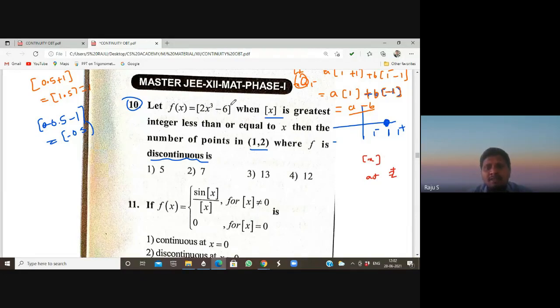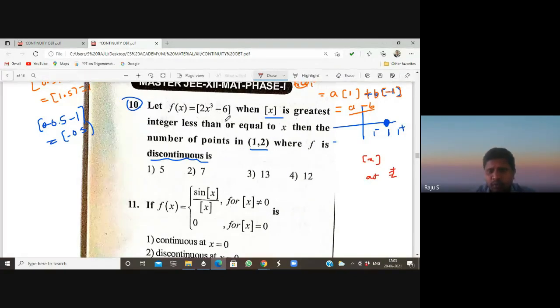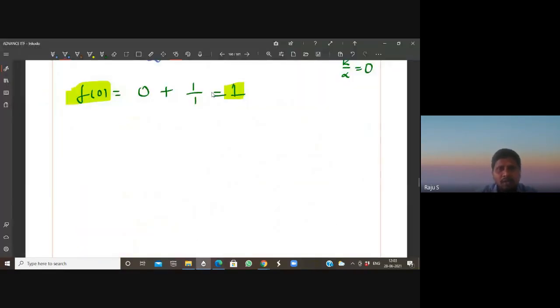In the same way, 2x cube minus 6 is discontinuous at how many points? That value must be between 1 to 2 alone. Okay, student. Here this will be the greatest integer less than or equal to x. The number of points in (1, 2), nothing but here x belongs to (1, 2). Then the value of 2x cube minus 6 we need to find. Can you tell me what is the given question?